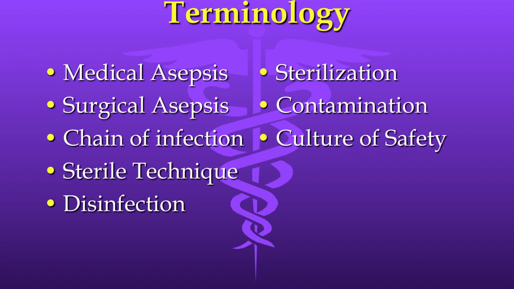Terms that you're going to need to know that we're going to review are medical asepsis, surgical asepsis, chain of infection, sterile technique, disinfection, sterilization, contamination, and we're going to talk about how we can implement a culture of safety. We're going to hit each of those as we go down through.